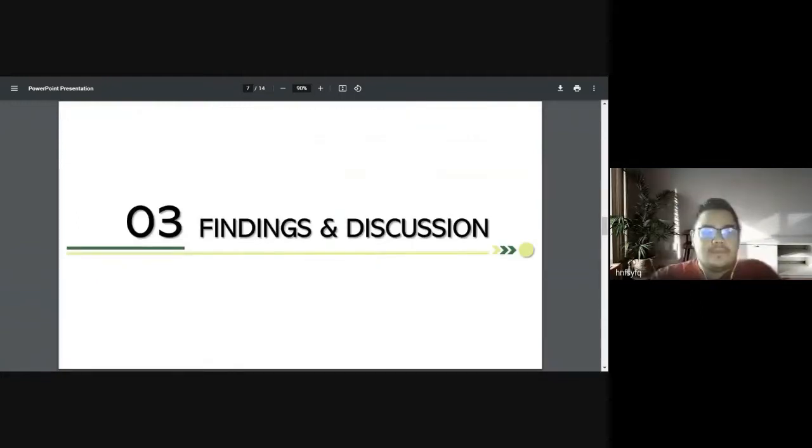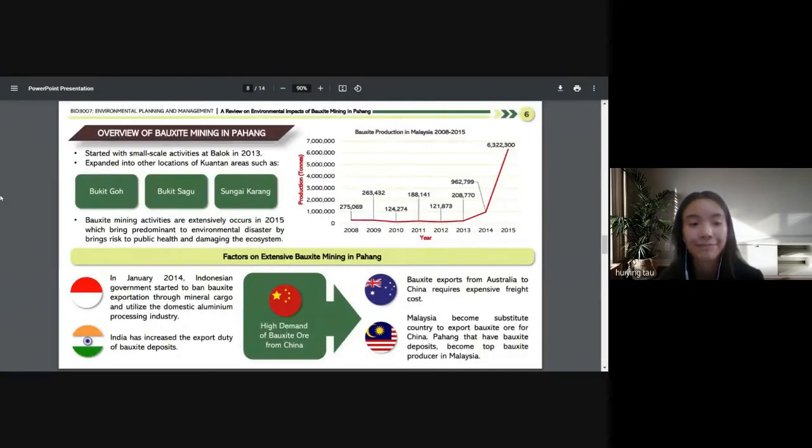For the findings and discussion, I will go first with the overview of bauxite mining activity in Pahang. Bauxite mining in Pahang started in 2013 with a small-scale operation in Balok. Later, it expanded to other Kuantan areas, namely Bukit Goh, Bukit Sagu, and Sungai Karang.